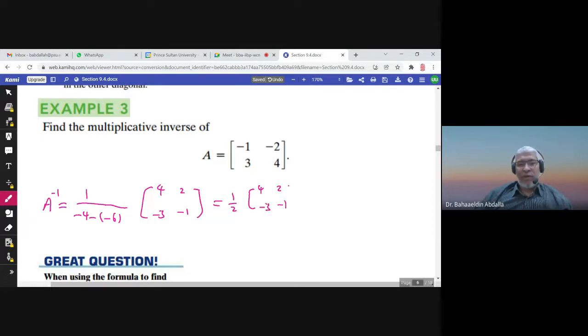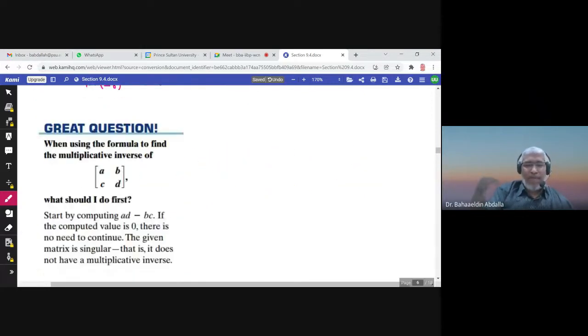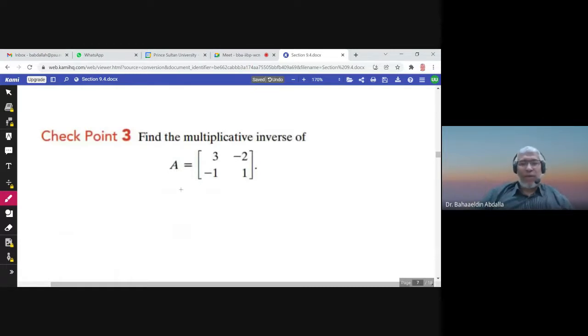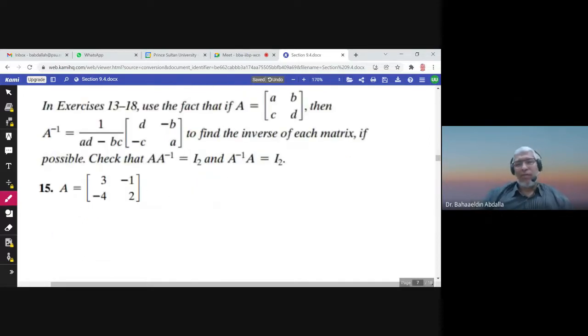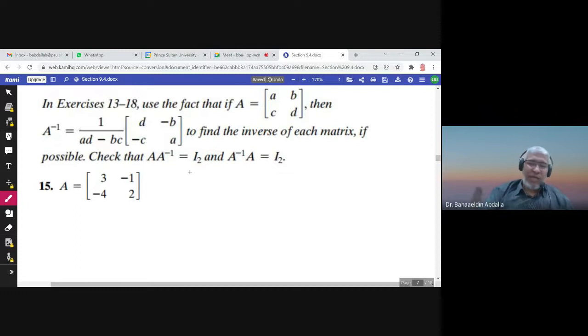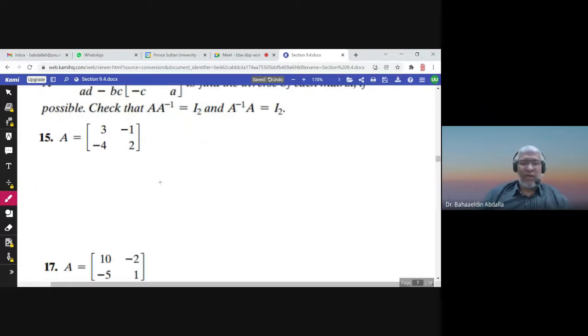And we know how to multiply 1 over 2 by a matrix. Half times 4 is 2. Half times 2 is 1. Negative 3 times half is negative 3 over 2. And this is negative 1 over 2. So this is A inverse. This is the multiplicative inverse of A. Okay, I leave this for you. Please use the formula and find A inverse. Find the inverse of each matrix, if possible. Check that A times A inverse is I2 and A inverse times A is I2.